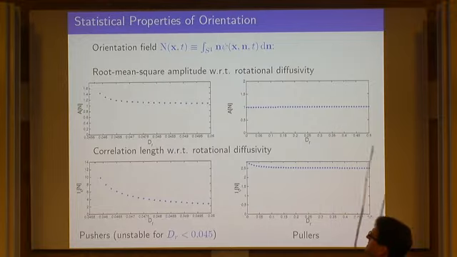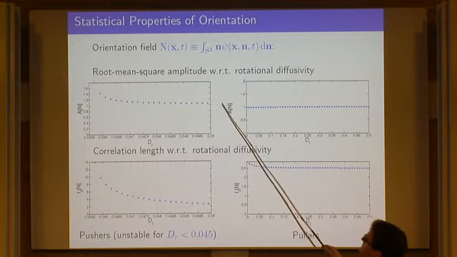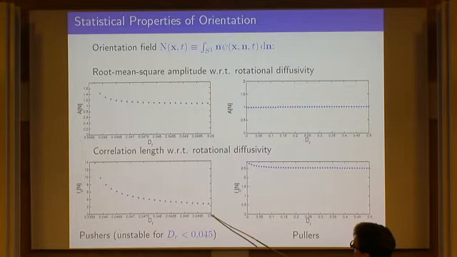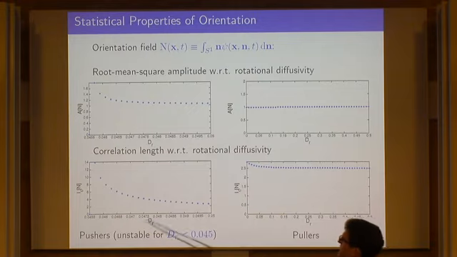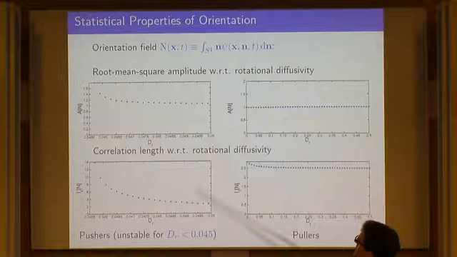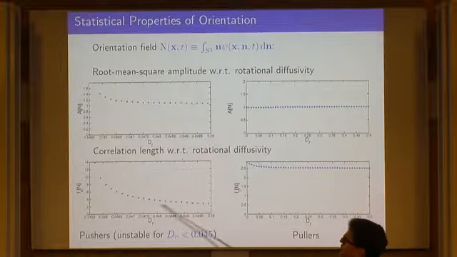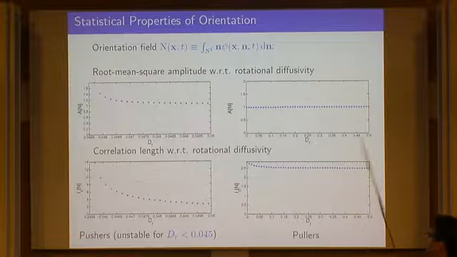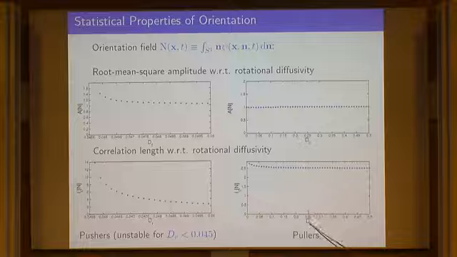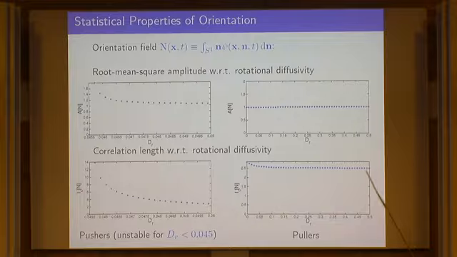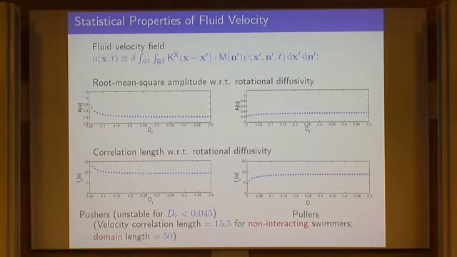Not surprisingly, as you reduce the rotational diffusion, making the pushers less and less stable, their amplitude of orientation grows, as does the correlation length. Polars are always stable, but as you reduce the rotational diffusion, the amplitude doesn't change much, though the correlation length increases a little bit. That's not so much to write home about.